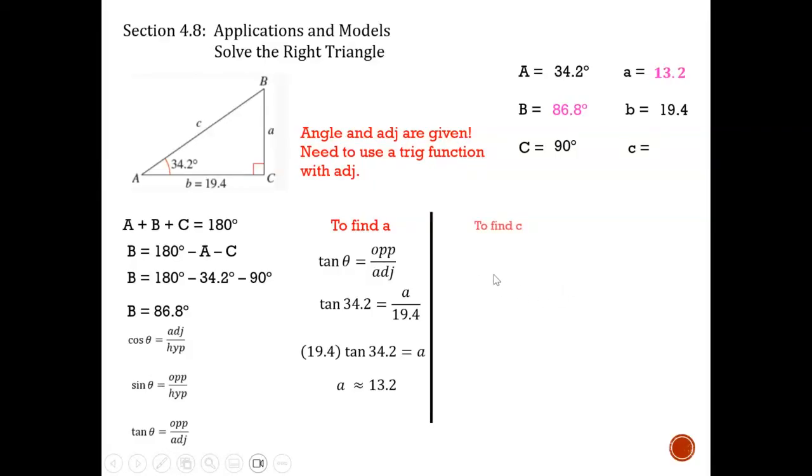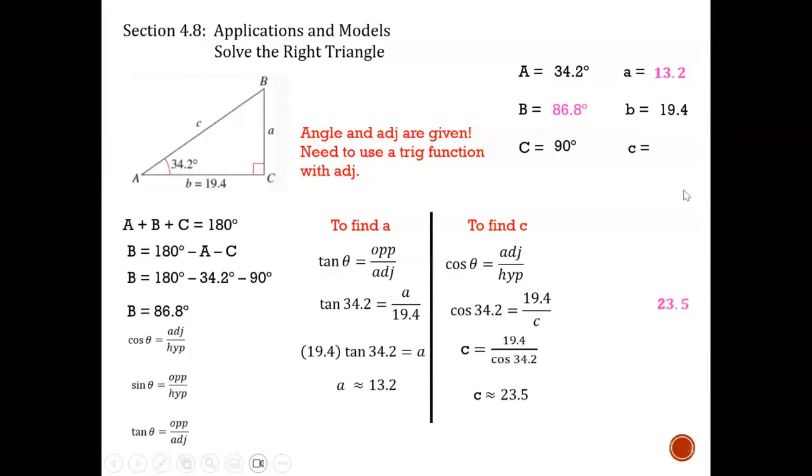Now to find C, we have to use the cosine, because cosine is adjacent over hypotenuse. So cosine of 34.2 equals 19.4 divided by C. And guys, here you can switch the C and the cosine of 34.2 degrees by using proportions. Now just put that in your calculator. You're going to get approximately 23.5. So the length of C is 23.5. That's how you solve a right triangle.